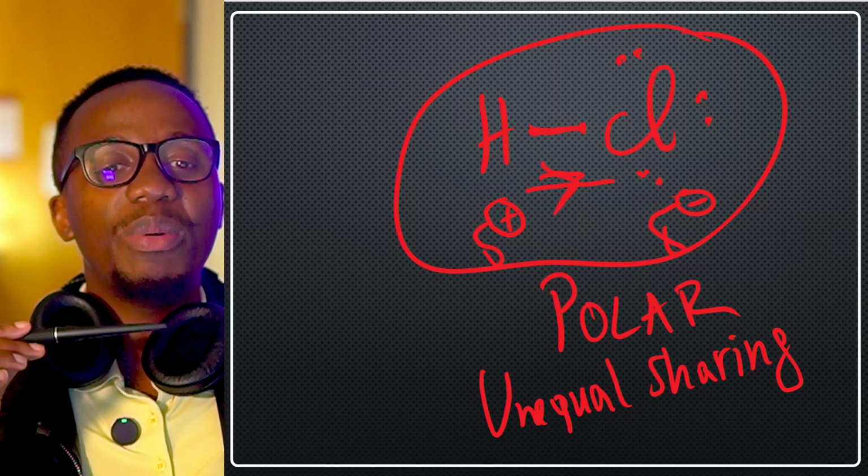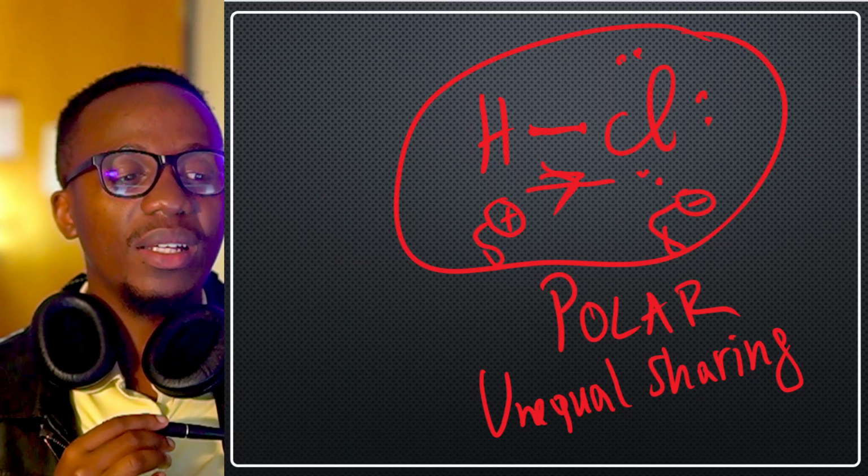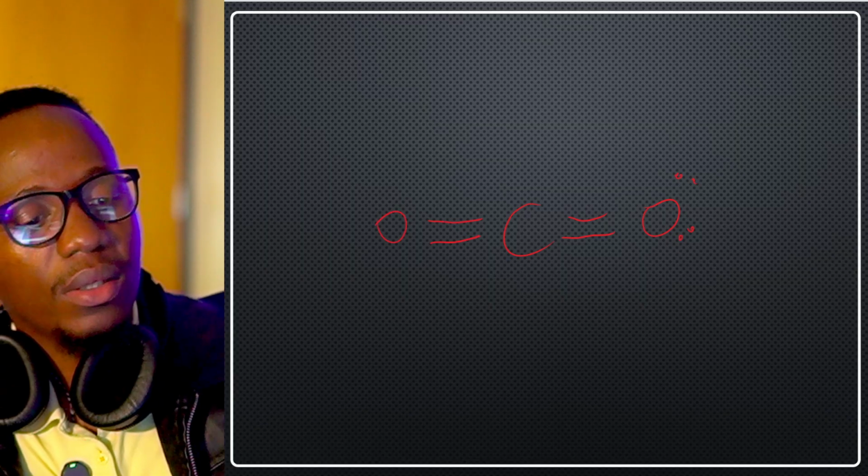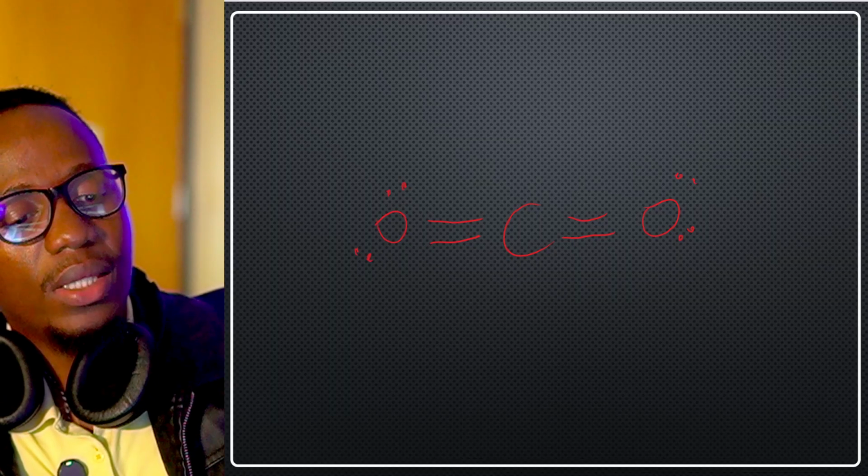But we're making it too simple because we only have two atoms here. What if you have three atoms? How are we going to know the polarity? So if you have something like CO2, if you remember how to draw CO2, it's going to be carbon, oxygen, and electron pairs. So this is CO2.